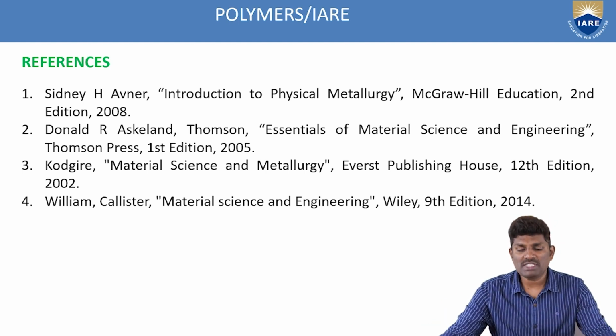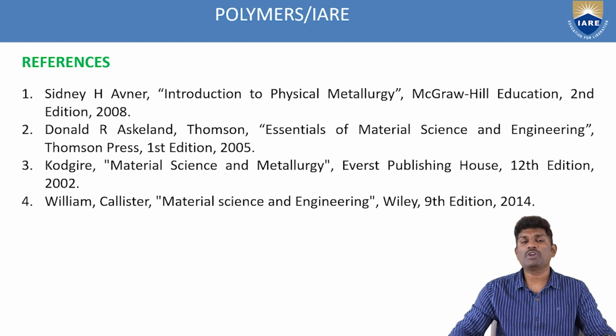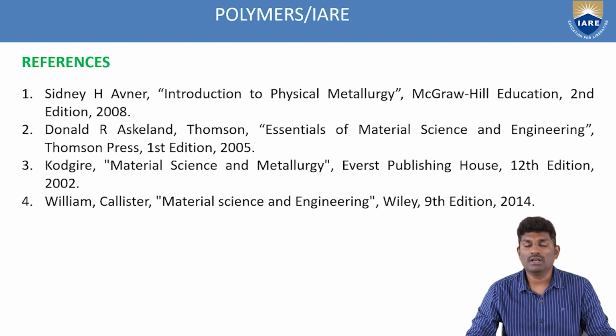These are some of the references where you can get information about these different types of materials, whether steels, cast irons, or different types of ferrous and non-ferrous elements. First one is Introduction to Physical Metallurgy by Sidney Avner. The second one is Essentials of Materials Science and Engineering by Donald Askeland. Third one is Material Science and Engineering by Kodigiri, and the fourth one is Materials Science and Engineering by William Callister. These are the reference books where you can get the information on all these different types of steels as well as cast iron.